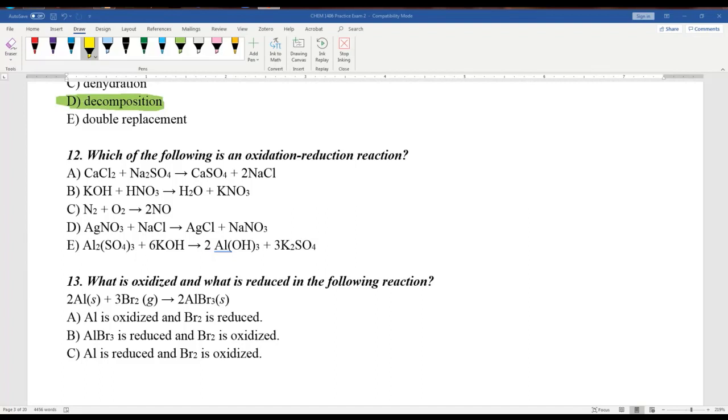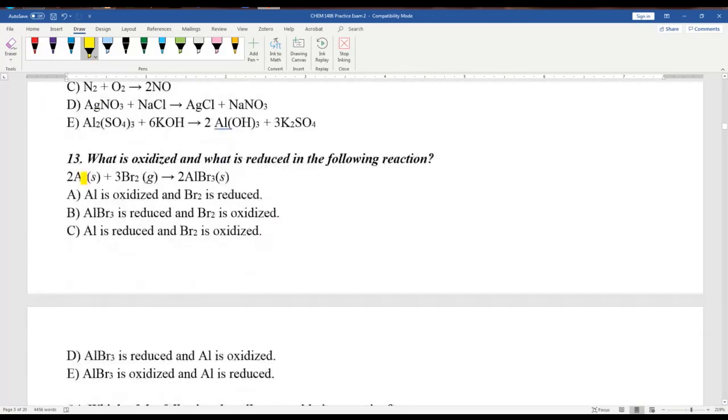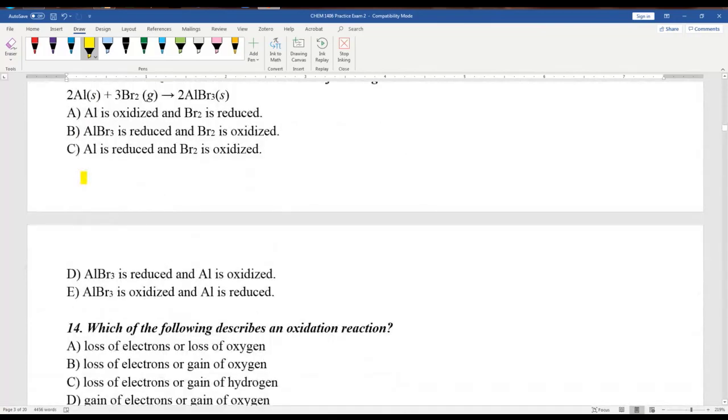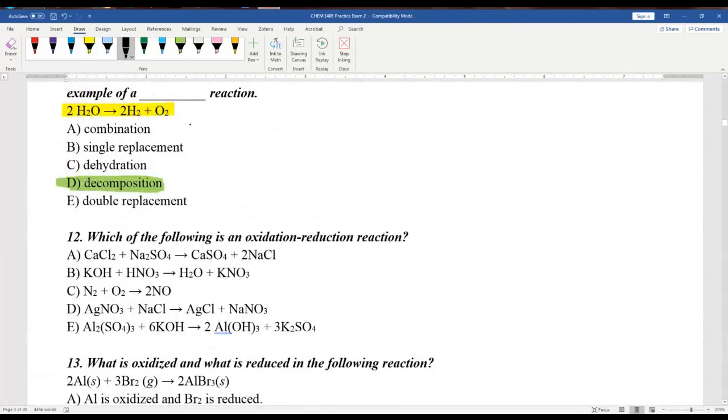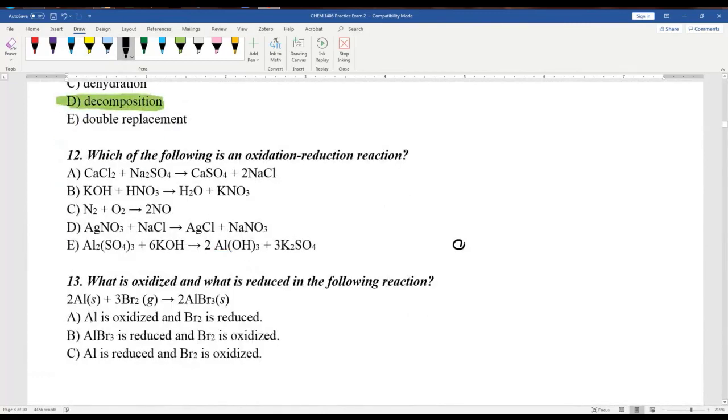So let's take a look at this. It says, what is oxidized and what is reduced in the following reaction. First of all, we have to understand oxidation. Technically speaking, there are other, more specific definitions you can use, but I find this is the most useful. Oxidation is an increase in charge. In other words, the charge becomes more positive or less negative.